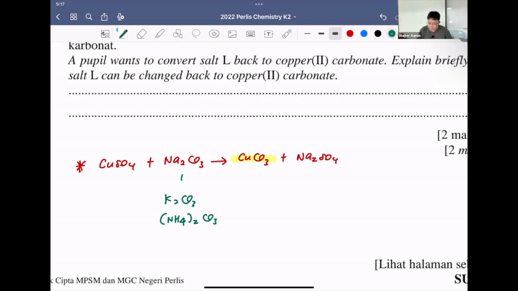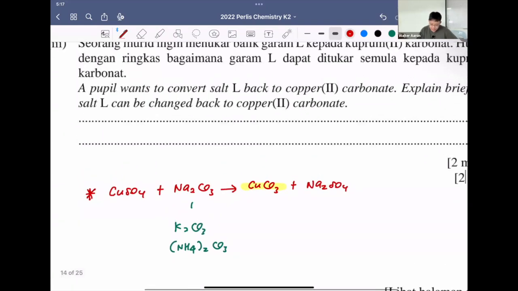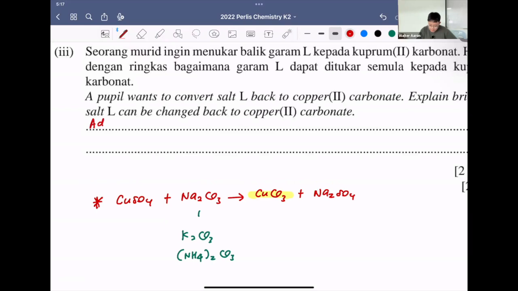So how are you going to explain that in your answer? In number 3 over here, you can just say: add solution L to sodium carbonate and a precipitate will form.